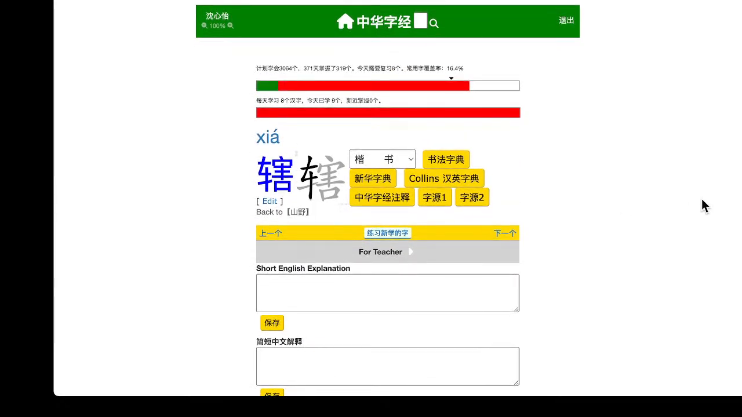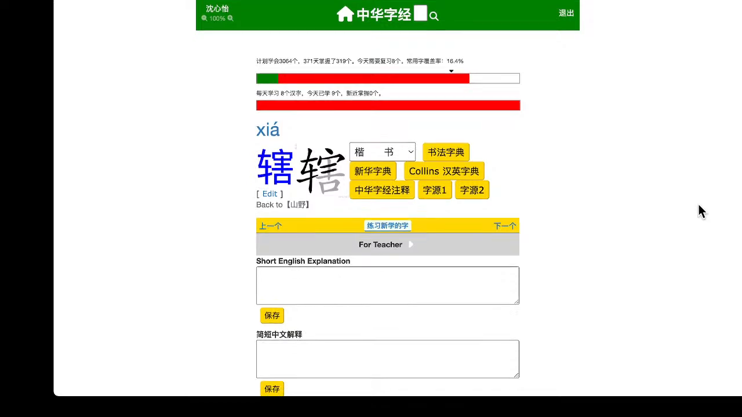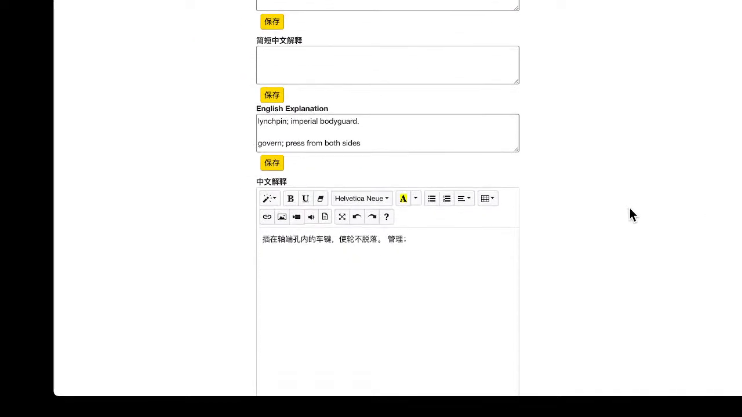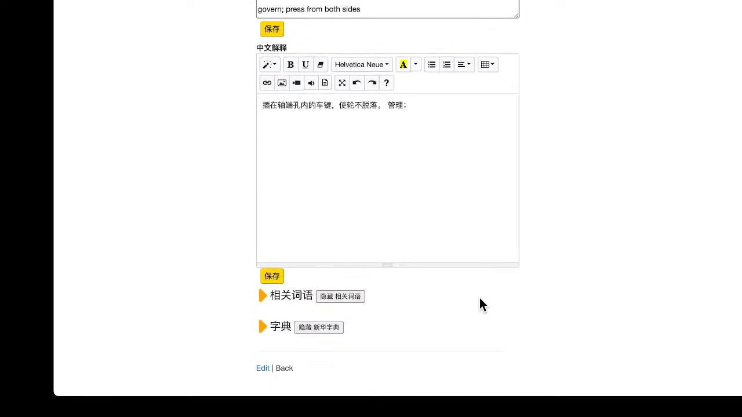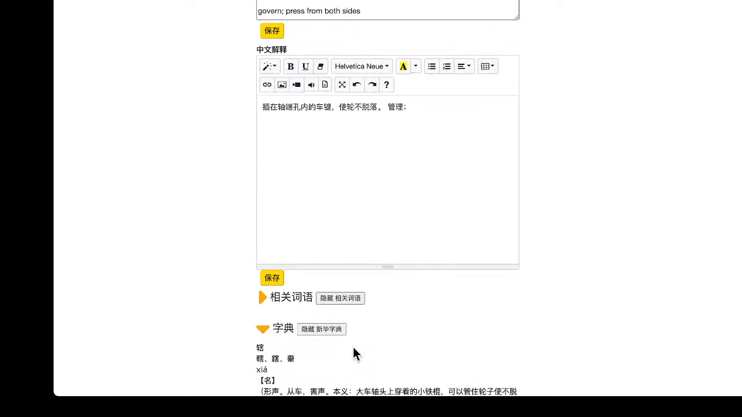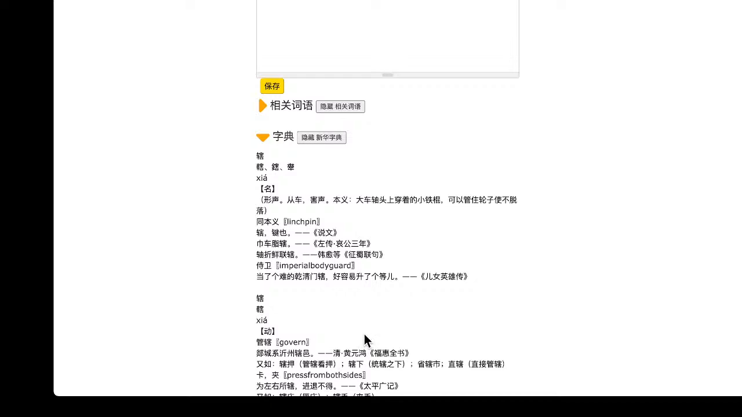So today's first character is 辖. Okay, 辖 means govern. Yeah, basically the management and the govern. Okay, that's the most common use nowadays.